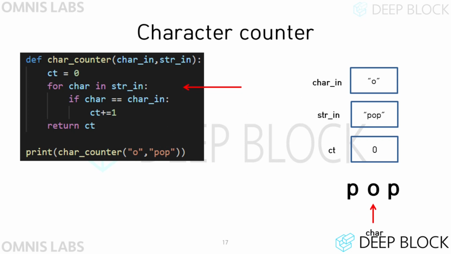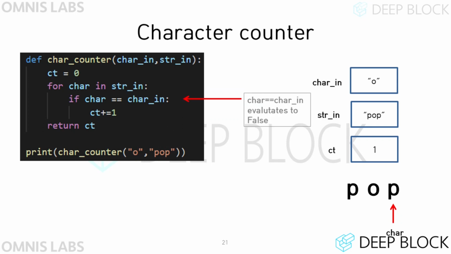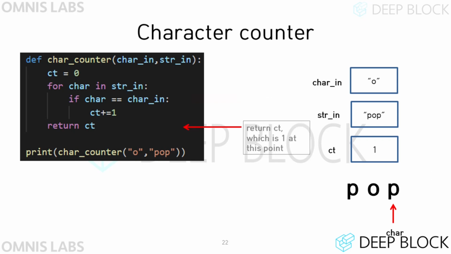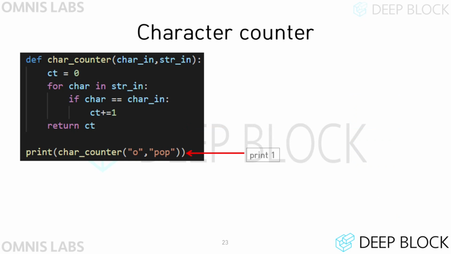In the next iteration, char becomes o. Since char and char_in are the same, the code in the conditional statement is executed, and the value of ct is incremented by 1. In the next iteration, char becomes p. Since char is different from char_in, the condition will be false. The iteration ends and ct is returned. In this case, the value of ct is 1, so 1 is returned. So 1 is eventually printed.